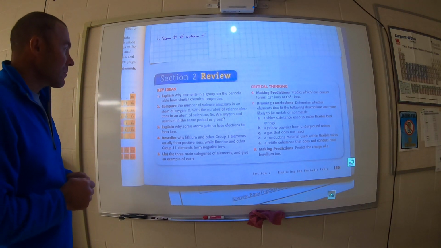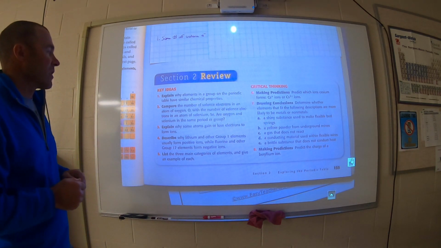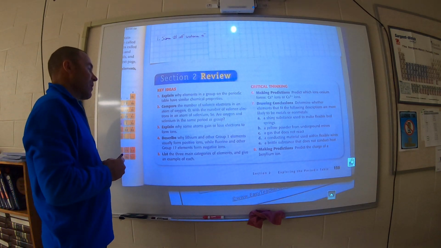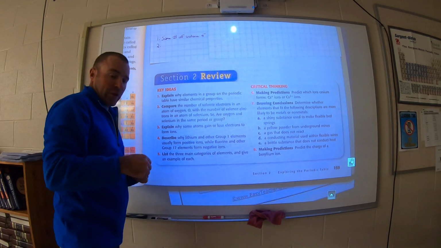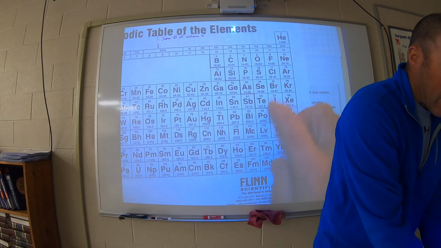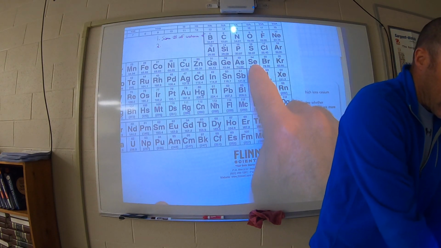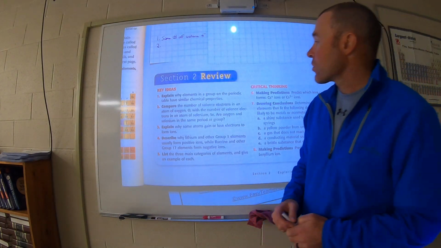Number 2, compare the number of valence electrons in an atom of oxygen with the number of valence electrons in an atom of selenium. Are oxygen and selenium in the same period or same group? Well, if you look at the periodic table, oxygen, which is right here, is in group 16, so it has 6. Selenium is right here, it's in group 16 also, so it has 6. So the number of valence electrons are the same.